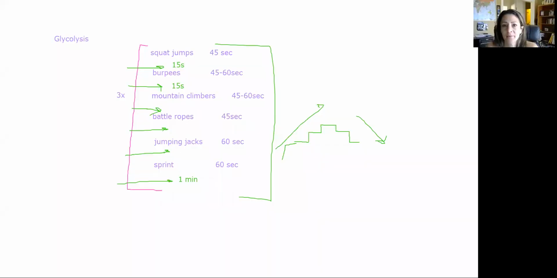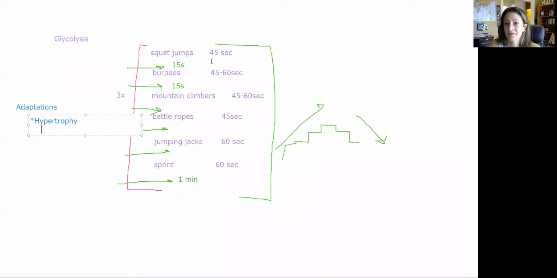Okay, let's talk about adaptations if you train this way. Hypertrophy. Your muscles will hypertrophy in response to this type of training. That's the primary adaptation.